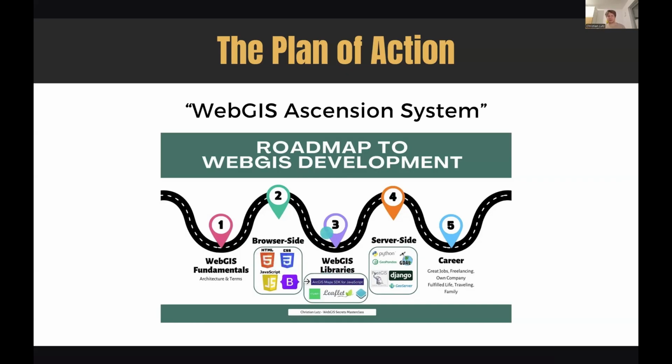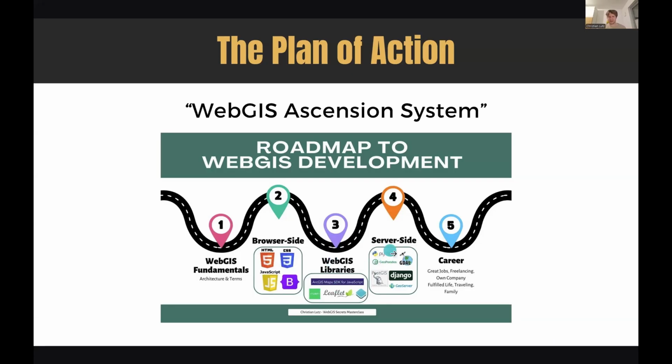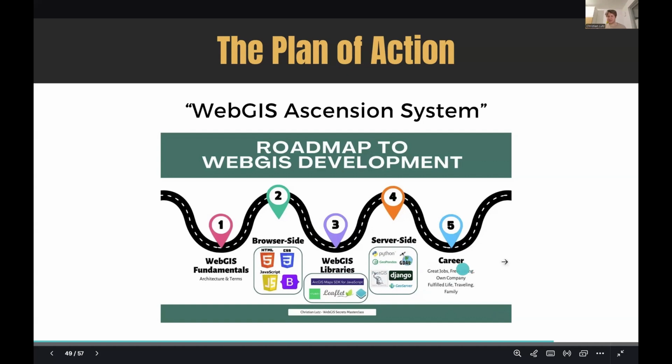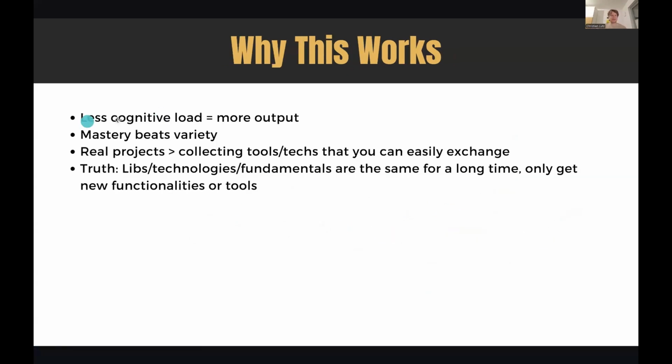Okay. Then choose a WebGIS library, your favorite one, your favorite cake. Okay. Server side, desktop programming. And then this part here is actually what makes this thing web usable. And then of course you want to have a great career with this. Okay, so why does this work? Less cognitive load equals more output.